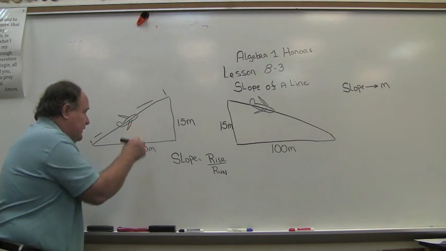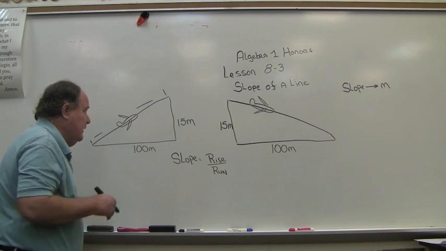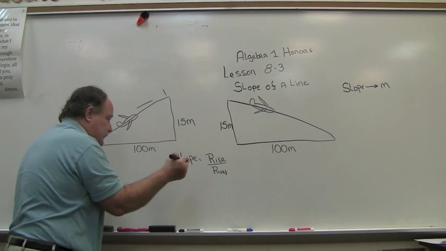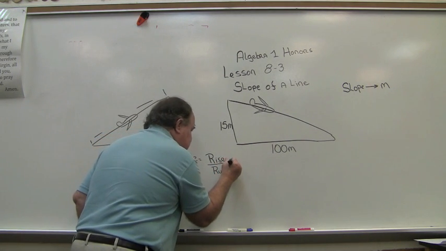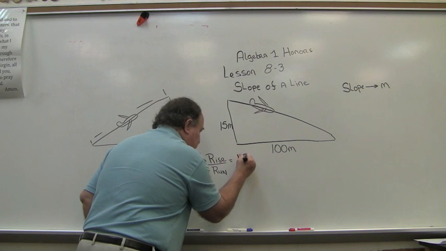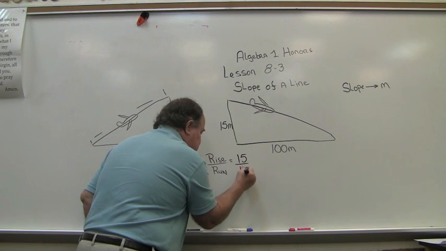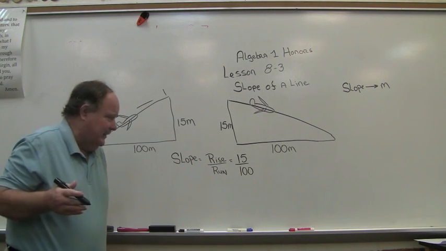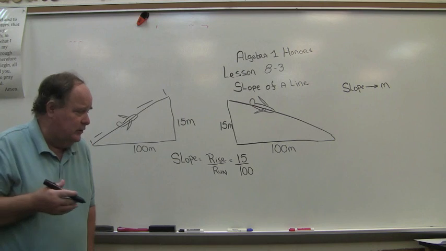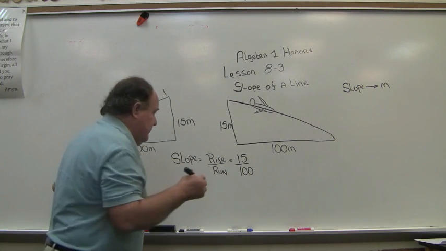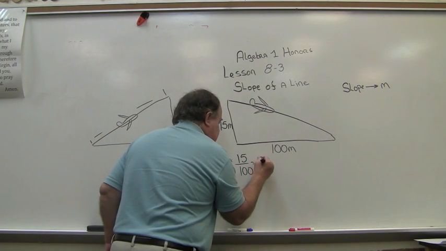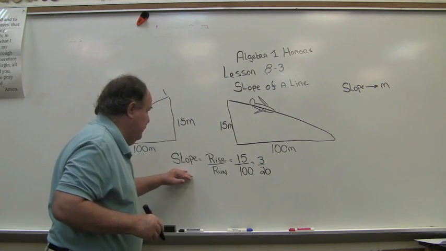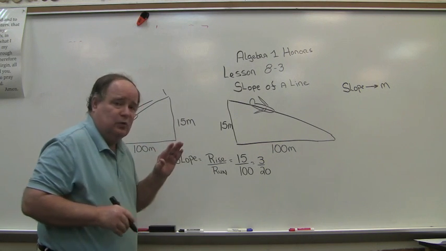So if I was going to calculate the slope of this airplane, I would say, well, the rise, how high it comes up, is 15 meters. And the run is 100. Now this is the slope, but slopes are always reduced. We don't leave it like that. We reduce it, and you can see that we can reduce it by 5. So if I reduce it, I will have 3 over 20. So the slope for this particular example is 3 over 20.